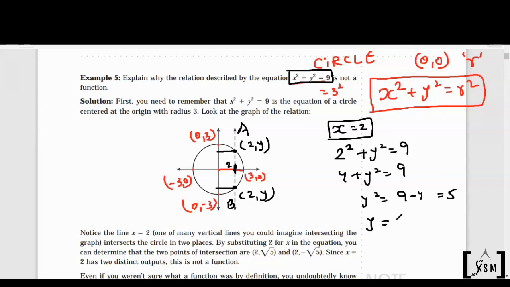So the y value is what? Positive or negative square root of 5. So yes, we have two values of y, positive root 5 and negative root 5, for that same x equal to 2. For this reason only, this is not a function. Again repeating, for any relation to be a function, the same x should give a unique y. Okay, let's move on.